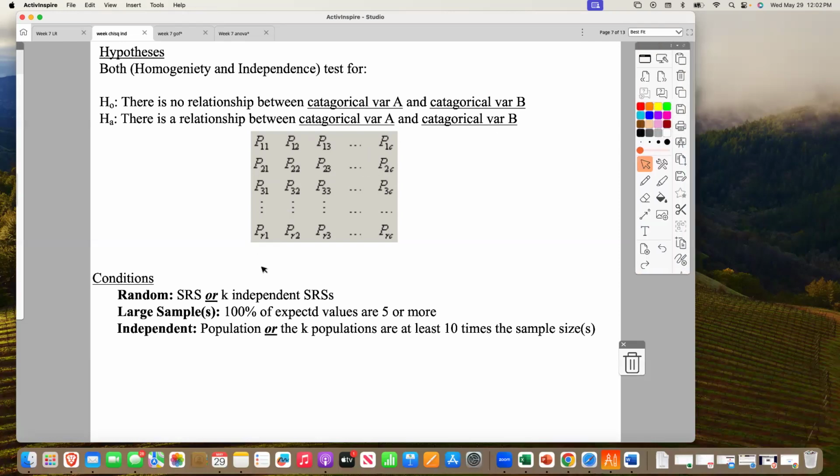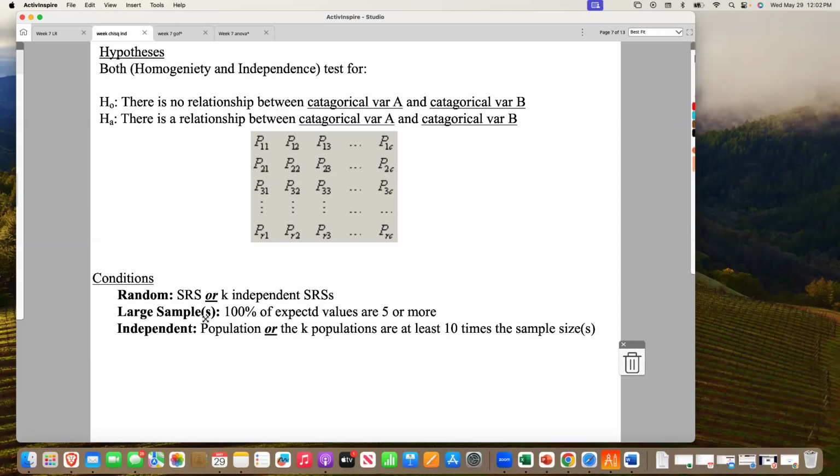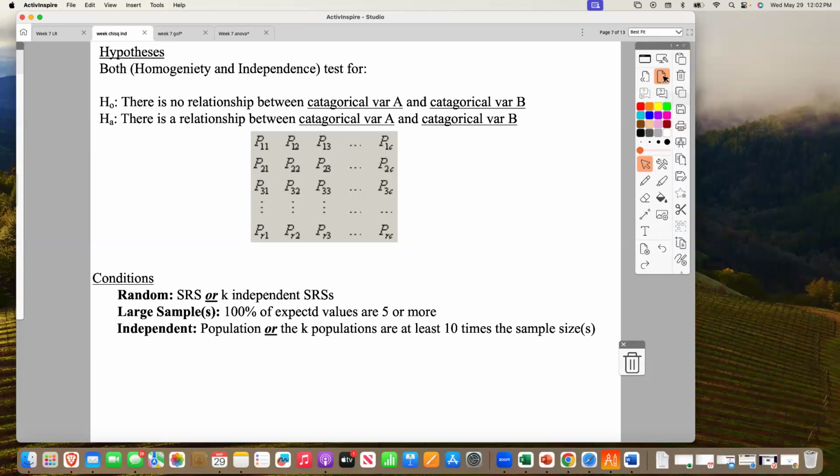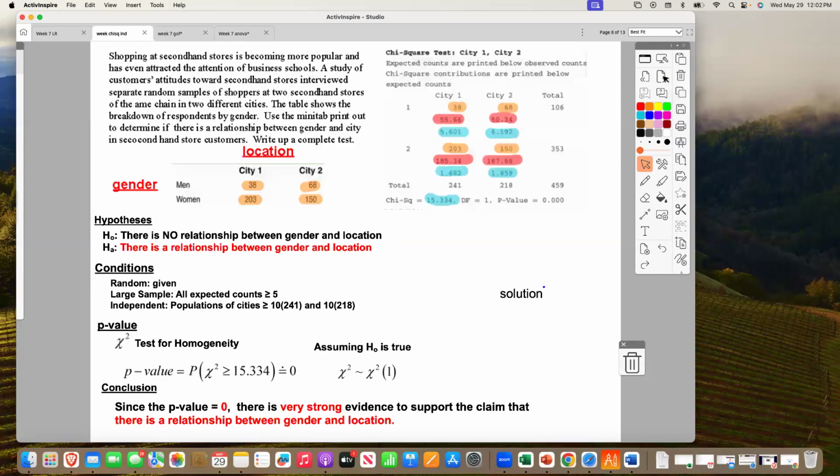Those conditions, sometimes referred to as assumptions, are that we either have a simple random sample or k independent simple random samples. And again, for the test of independence, it would be a single random sample. All the expected counts, just like the goodness of fit, have to be 5 or greater, and the populations have to be at least 10 times the sample size, which is clearly the case in both of those examples. All right.